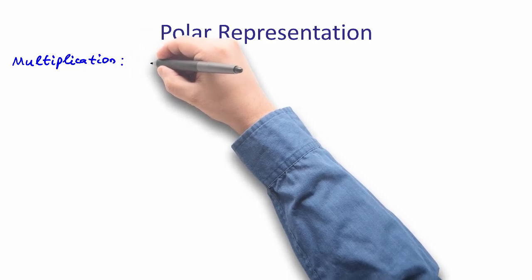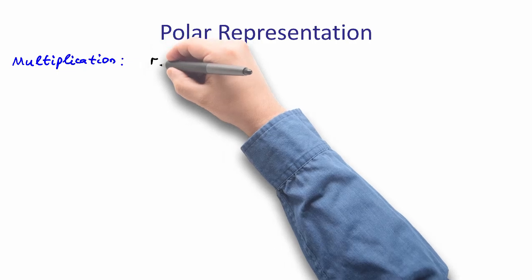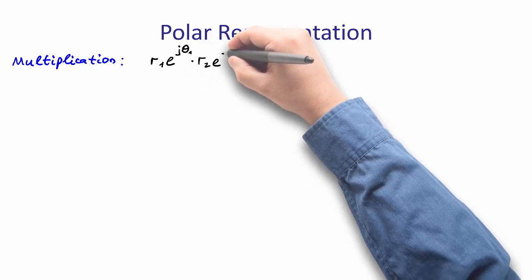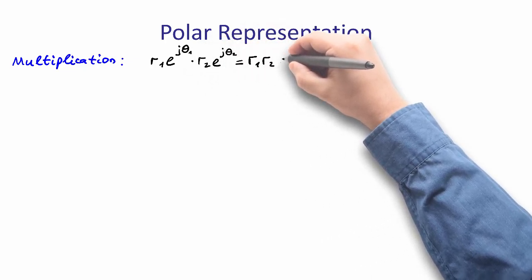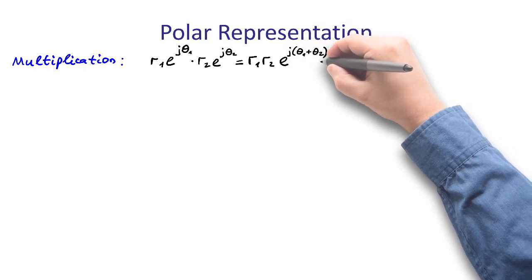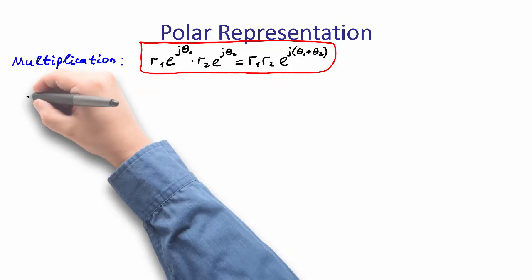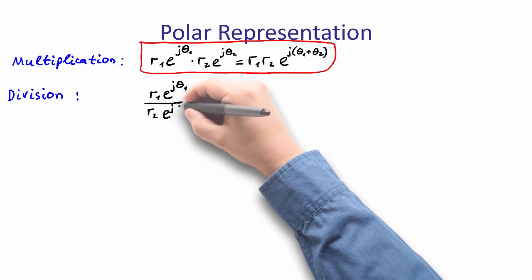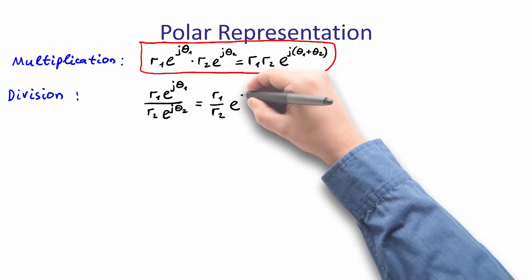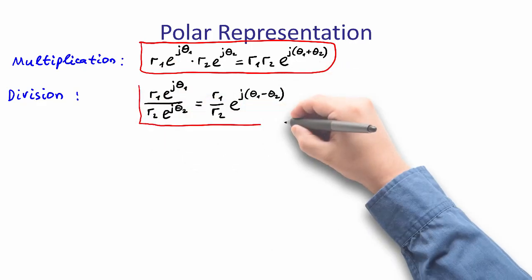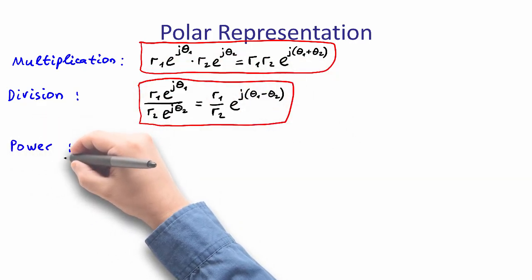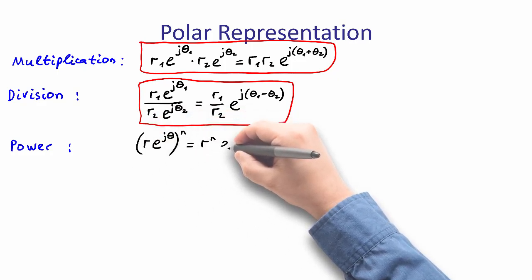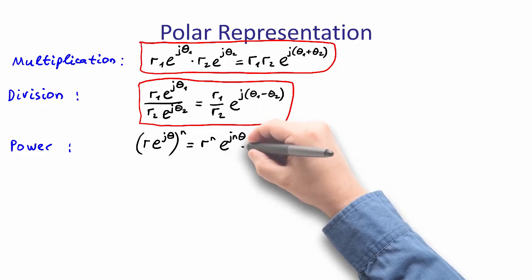Let's see. If you want to multiply one complex number r1 e to the j theta 1 by another complex number which is r2 e to the j theta 2, it will be equal to just multiplication of the radiuses and sum of the angles. Division is similar. If you want to divide one complex number by another in polar representation, you just need to divide the radiuses and subtract the angles. For the power, you make the power of the radius and multiply the angle theta by n, which is the power that you want to put your number r e to the j theta.